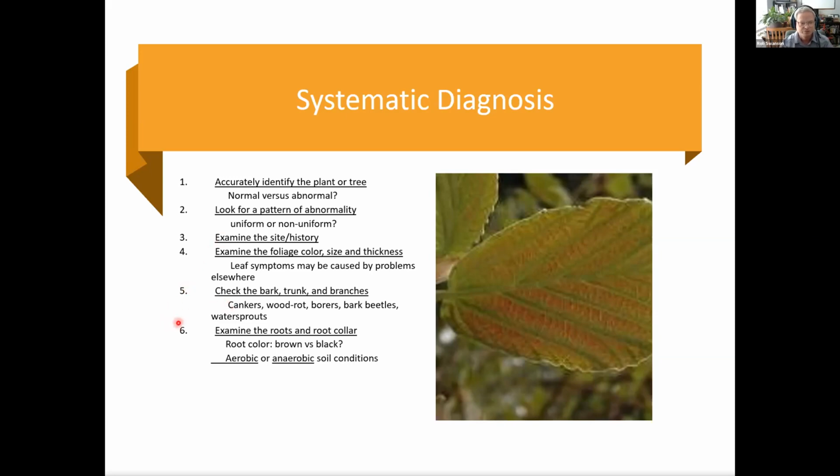Check the bark, the trunk, the branches, canker, wood rot, borers, bark beetles, water sprouts. Examine the roots, the root collar. Get some of the small roots in your hand. Pull the sheath off of the outside of the root and see, is it white? Is it brown? Exactly what color is it? Get some of the soil and you can smell the soil. If it has a bad odor that's really strong, it could have become an anaerobic environment. It could be watered too much or something such as that. So it could be aerobic or anaerobic.